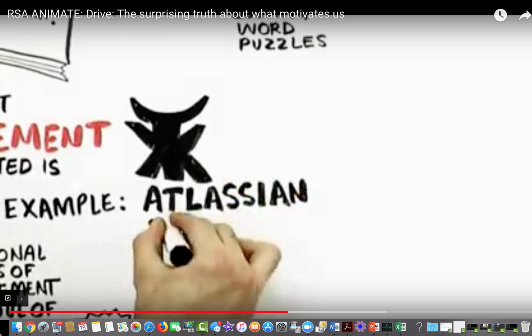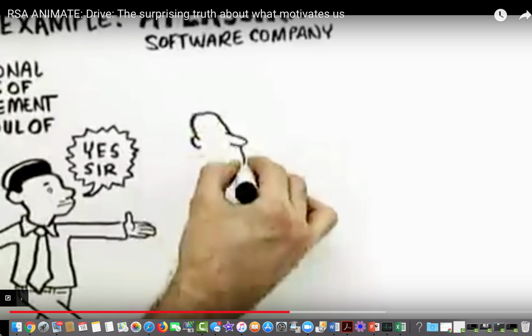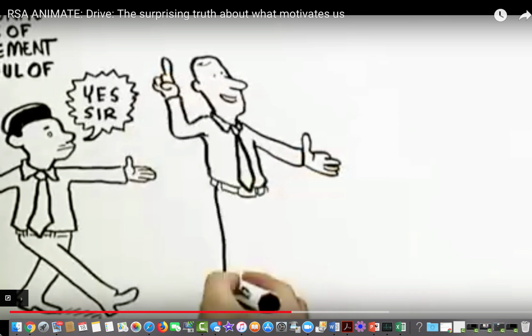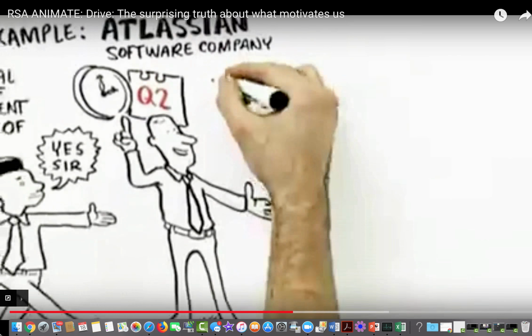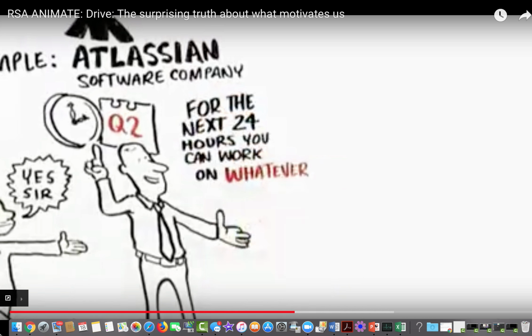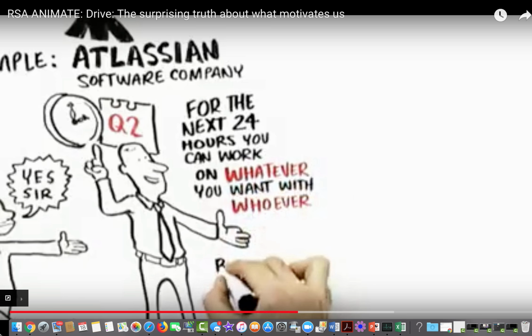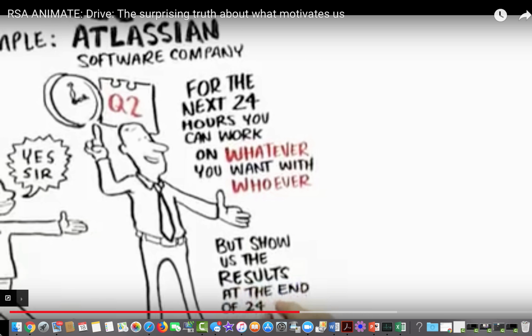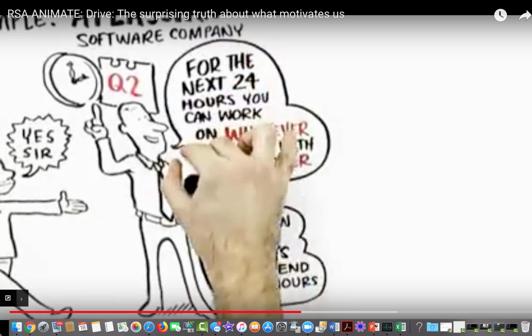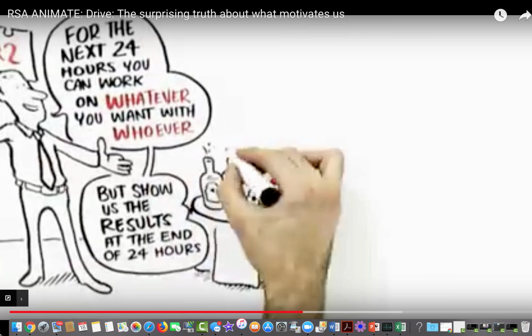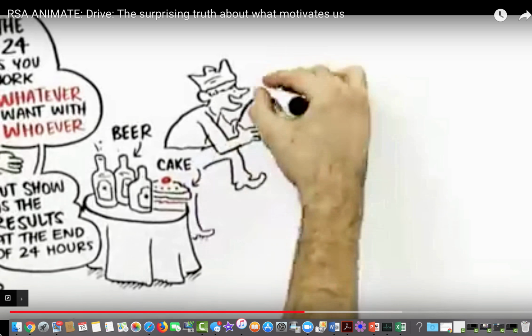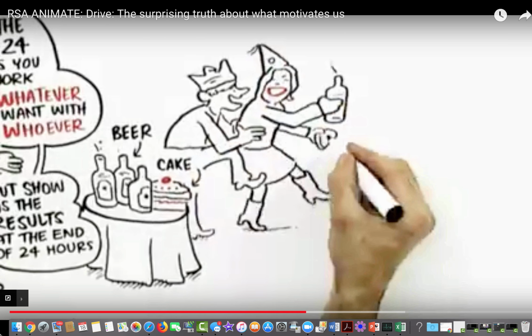It's a software company, and they do something really cool. Once a quarter, on a Thursday afternoon, they say to their developers, for the next 24 hours, you can work on anything you want. You can work on it the way you want. You can work on it with whomever you want. All we ask is that you show the results to the company at the end of those 24 hours in this fun kind of meeting, not a star chamber session, but this fun meeting with beer and cake and fun and other things like that.